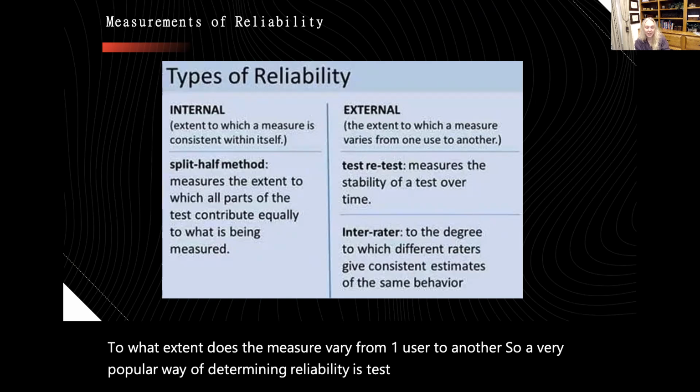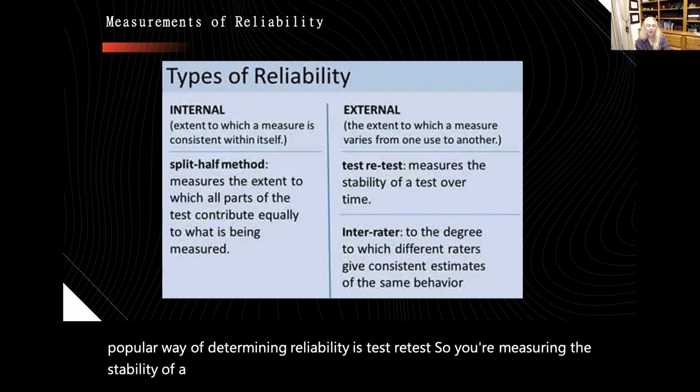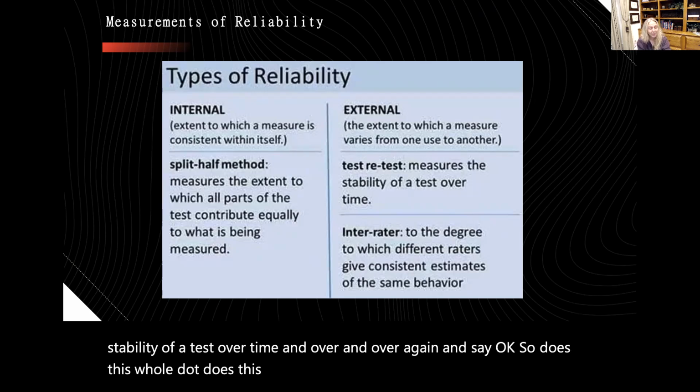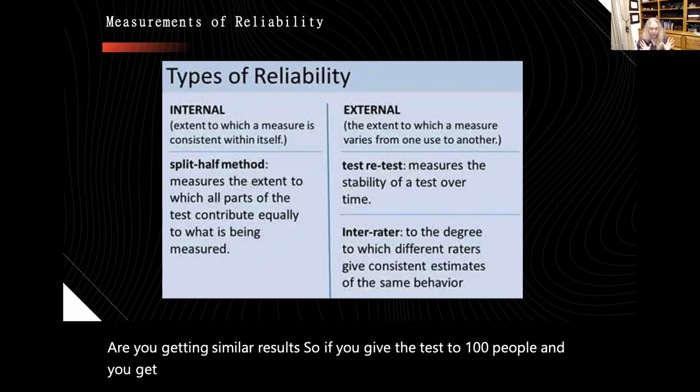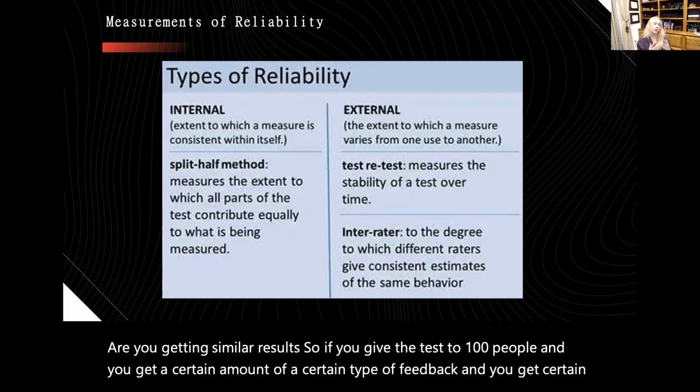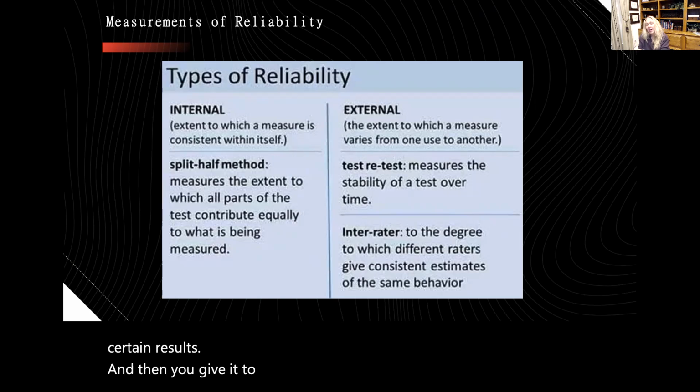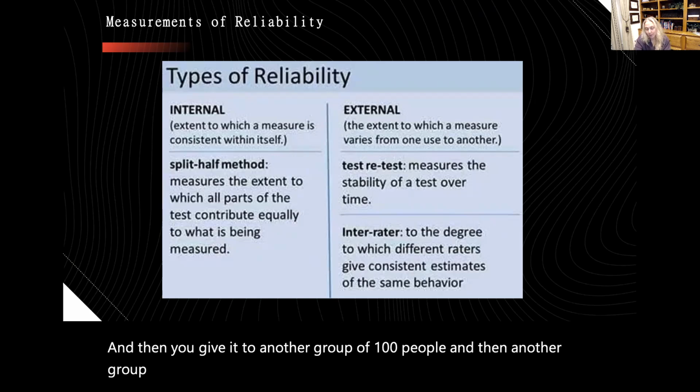So you're measuring the stability of the test over time and over again and saying, okay, does this hold up? Does this hold up over time? As you continue to use the test, are you getting similar results? So if you give the test to 100 people and you get a certain type of feedback and certain results, and then you give it to another group of 100 people, and then another group of 100 people, are you getting similar results?